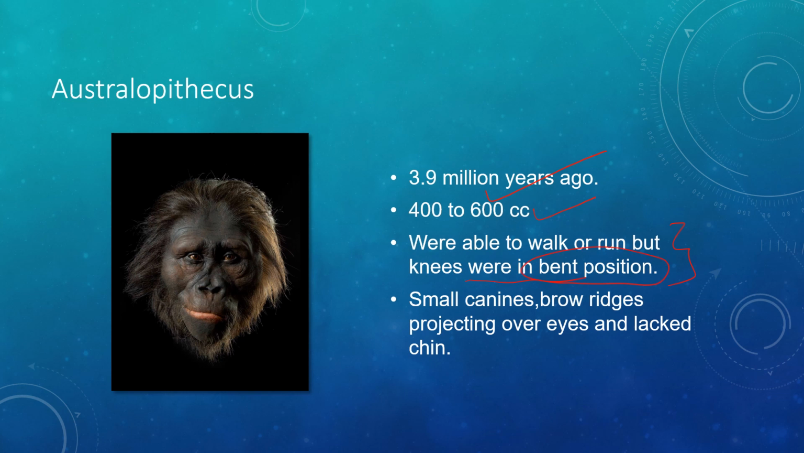Now what are the important special features? They had small canines and brow ridges projecting over the eyes and lacked the chin. So the canines were small, their brow ridges were projecting over the eyes, and they did not have a proper chin.